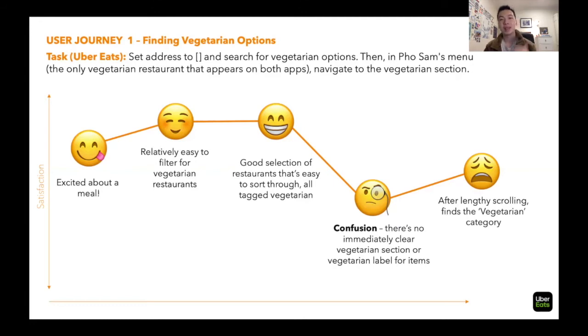But once they actually get into that menu and see there's no immediately clear way to see what the vegetarian items are, that's where the frustrations would start, because while they do want some freedom to explore, they only want that for the relevant items.